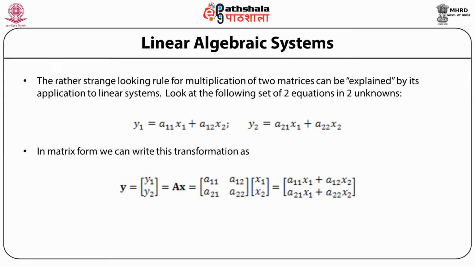In matrix form, we can write this transformation as y is equal to a 2 cross 1 matrix with the elements being y1 and y2, which equals A times x, and is equal to the product of a 2 cross 2 matrix with the first row being a11 and a12, the second row being a21 and a22, into the 2 cross 1 column vector x1 and x2, which equals another 2 cross 1 matrix with the first element being a11 x1 plus a12 x2 and the second element being a21 x1 plus a22 x2.